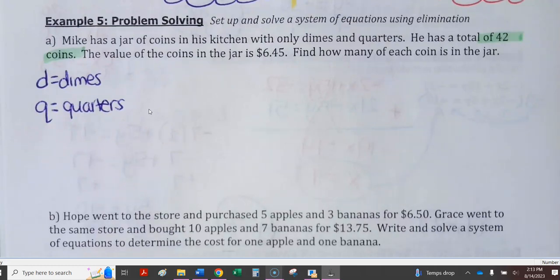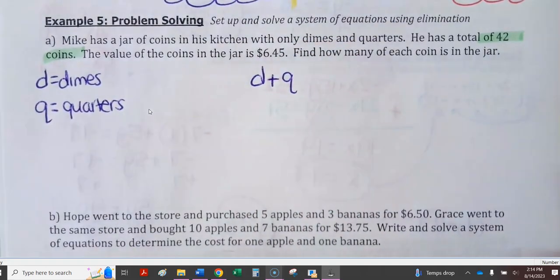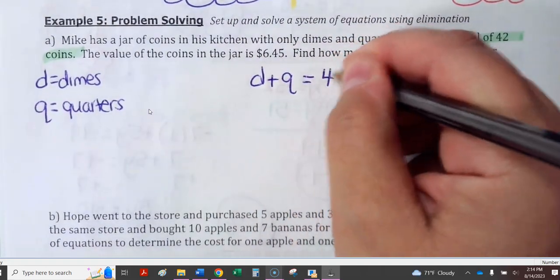D is going to be the number of dimes, Q is going to be the number of quarters. So if I have 42 total coins, how could I write that the dimes and quarters, if I put them together, would give me 42 coins? How could I write that as an equation? Just 42 coins, only dimes and quarters. Don't think about how much they're worth. Exactly. All right, just dimes plus quarters, just number of dimes plus number of quarters, nothing to do with their monetary value, is 42.